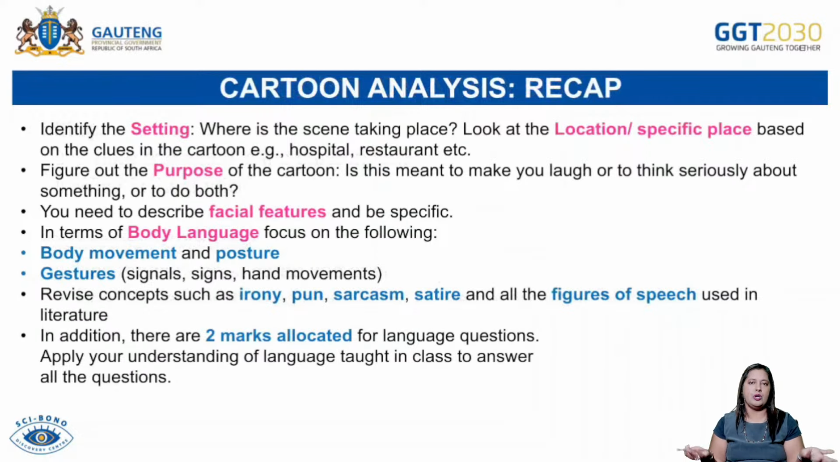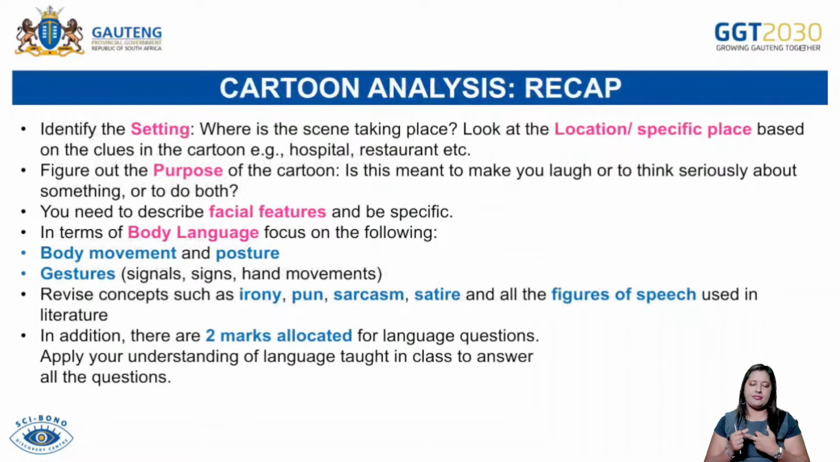So, what am I saying to you about cartoon strips? I'm saying identify the setting. Where are the events taking place? Look for specific locations, specific places that you might identify with. That is where we are heading towards. For example, there could be places that we experience on a daily basis. Maybe going to a hospital or going to a restaurant or going to a particular shop or filling up at a particular station. All of those things can be showcased in the cartoon. Look and figure out the purpose of the cartoon. Why did the cartoonist come up with this particular image in the cartoon? Think about it seriously, or are you going to think about it humorously when you're reading the text there, okay?